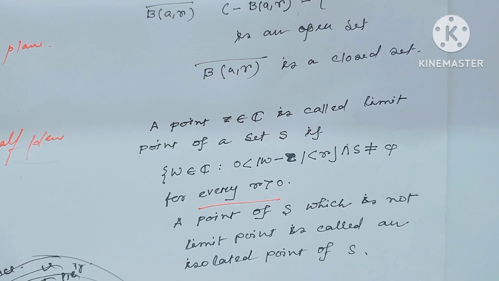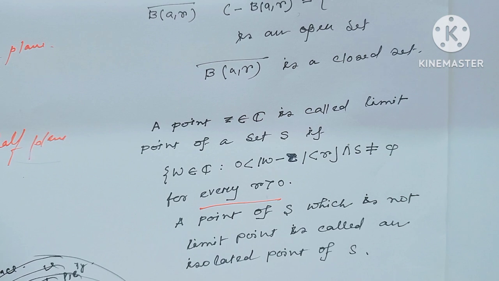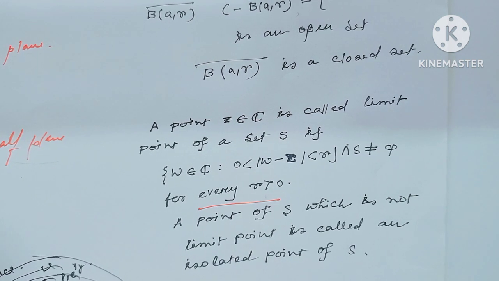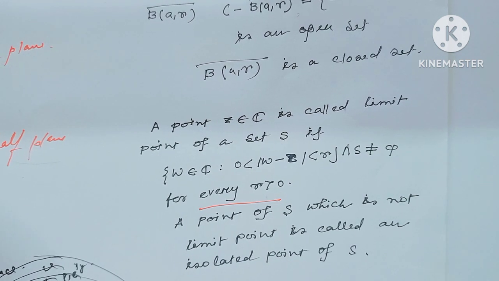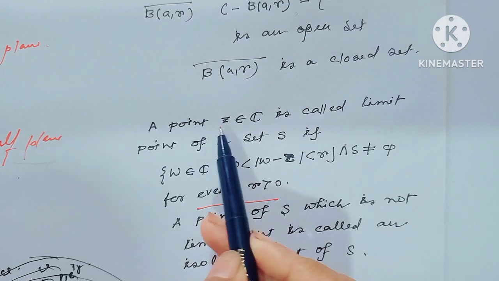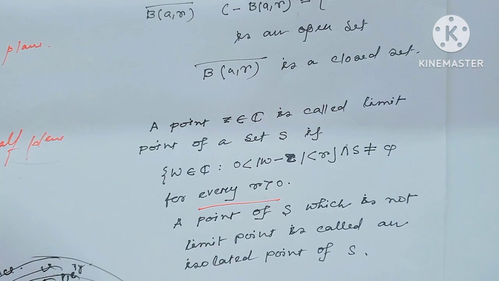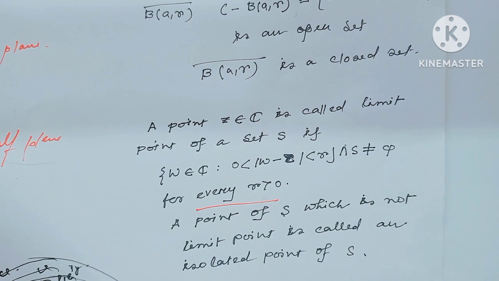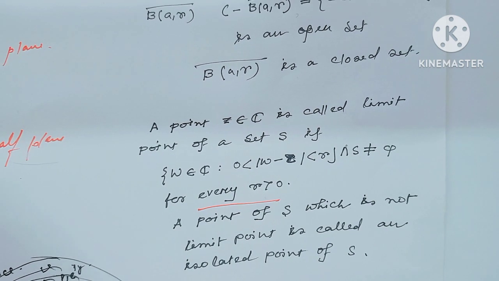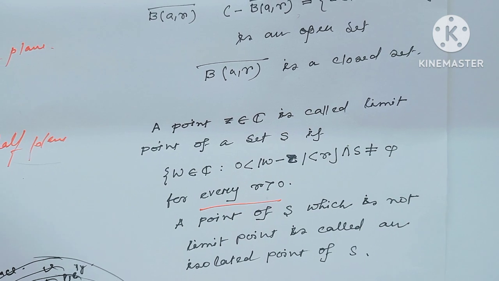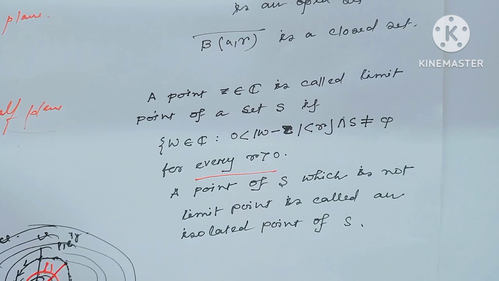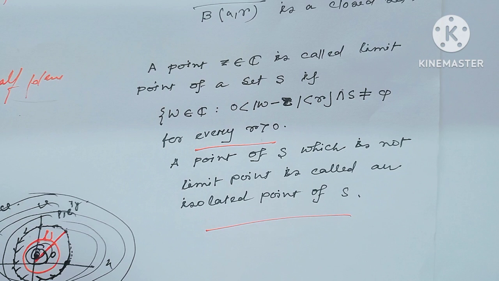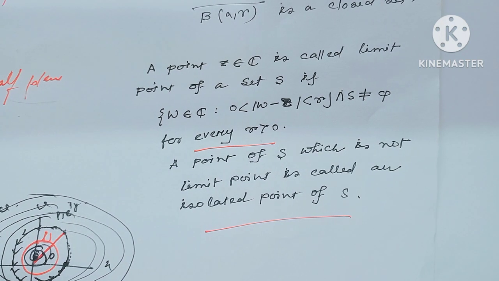That means a point Z is a limit point. If a point Z is a limit point, then after some stage, every ball around this point Z, for any radius, would intersect the set S, and a point of S which is not a limit point is called an isolated point of S.